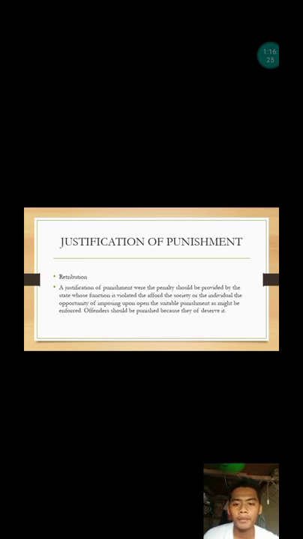Justification of punishment: retribution. A justification of punishment where the penalty should be provided by the state whose function is violated, to afford the society or the individual the opportunity of imposing upon the offender the suitable punishment as might be enforced. So the offenders should be punished because they deserve it.